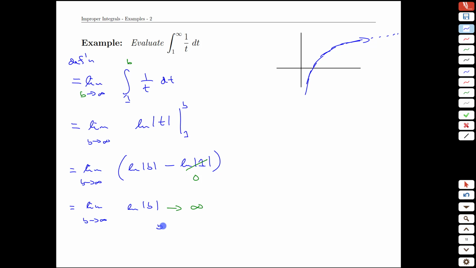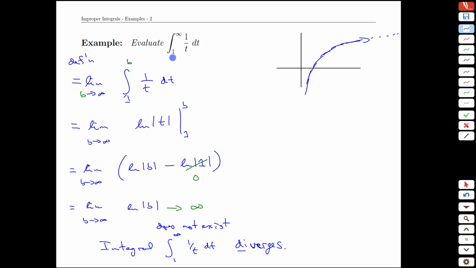Need to add some space here. And if the limit does not exist, then the terminology we would apply here is that the integral from 1 to infinity of 1 over t dt diverges, as opposed to converges. There we are.